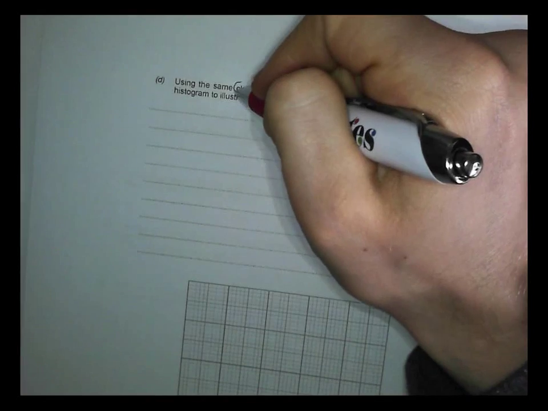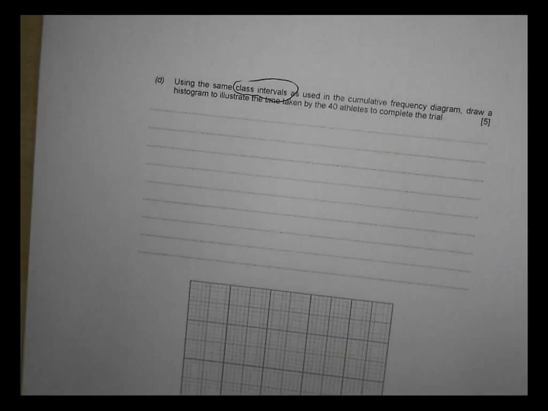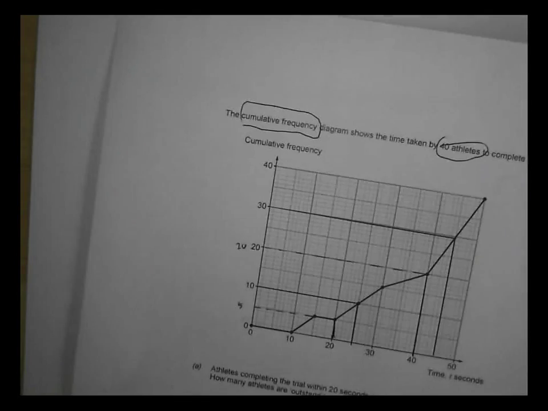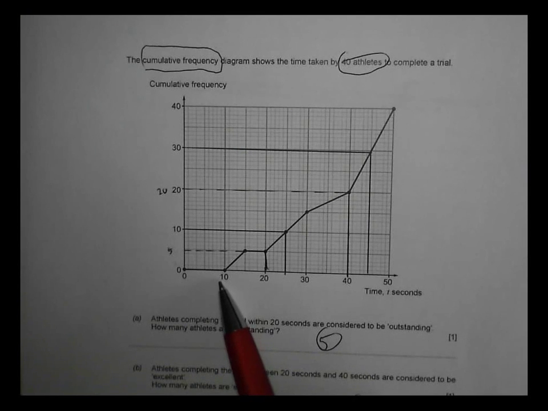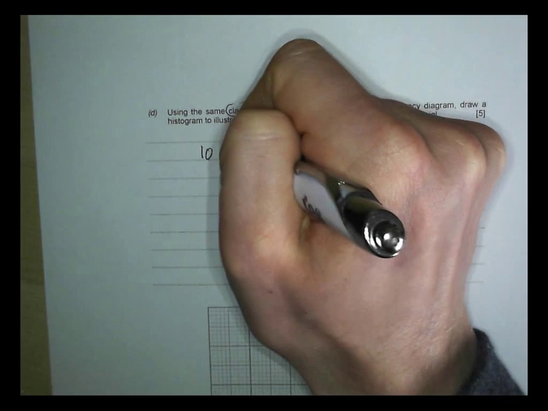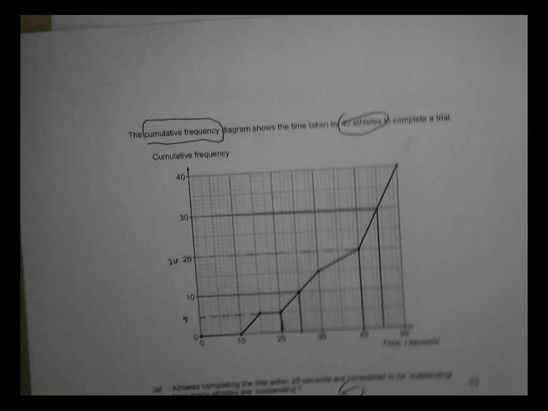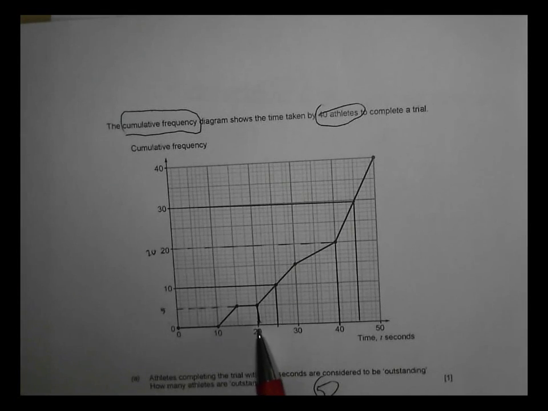Part D. Using the same class intervals, draw a histogram. So we're going to need a table, and we're going to need to really switch our brains on here. We're using the same class intervals. The first bit of good news is 0 to 10, we're not bothering about, so there's no one in there. So let's start with 10 to 15. I've got my 10 to 15 group. My next group I need to worry about is my 15 to 20 group.